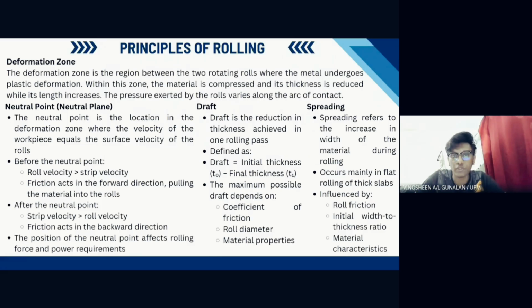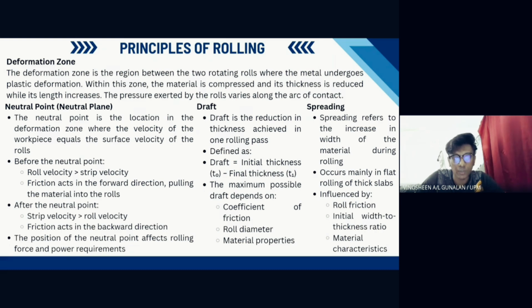Now, let's look at the principles of rolling. Deformation zone. The deformation zone is the region between the two rotating rolls where the metal undergoes plastic deformation. Within this zone, the material is compressed and its thickness is reduced while its length increases. The pressure exerted by the rolls varies along the arc of contact.